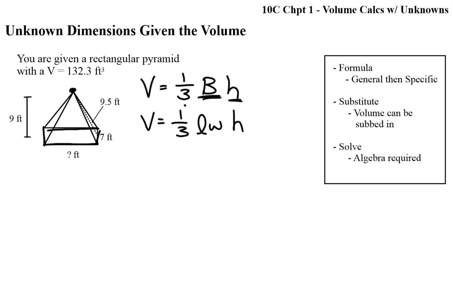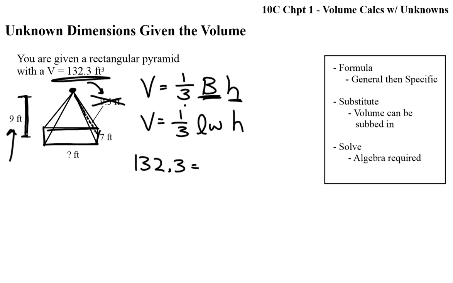Well, we have two heights. We have the 9 feet and we have the 9.5 feet. Which one's no good to us right now? The 9.5 feet's no good because that's the slant height. That would be useful for surface area. We want the vertical height 9 feet. Volume's given.